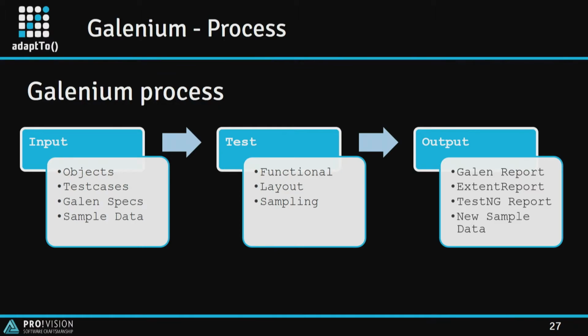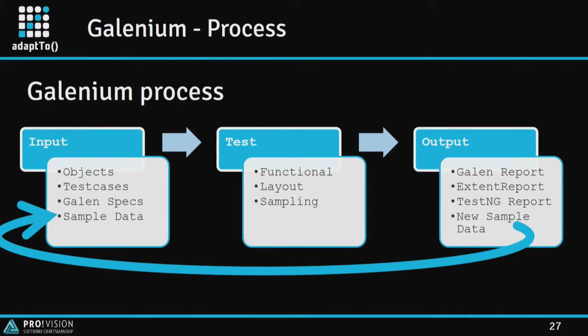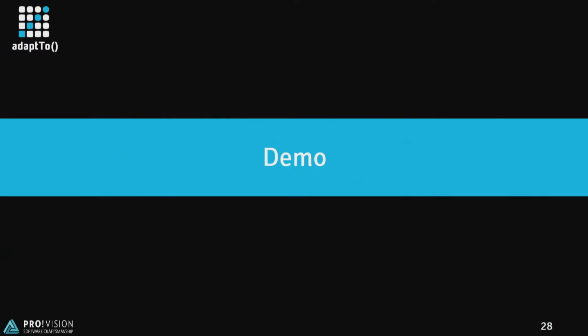We get TestNG reports, which are not very helpful, but TestNG can interact with Failsafe and Surefire plugins to give you the test results in a form that your CI will understand, so you can get your nice graphs and statistics. And possibly new sample data. If something wasn't as expected, Galenium will know. Save the sample data, so you can use them as input for your next run. And basically, that's what we're going to do in the demo.